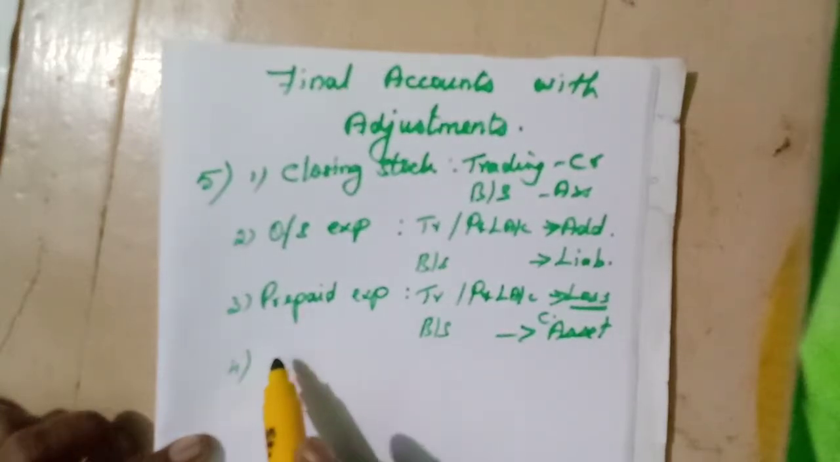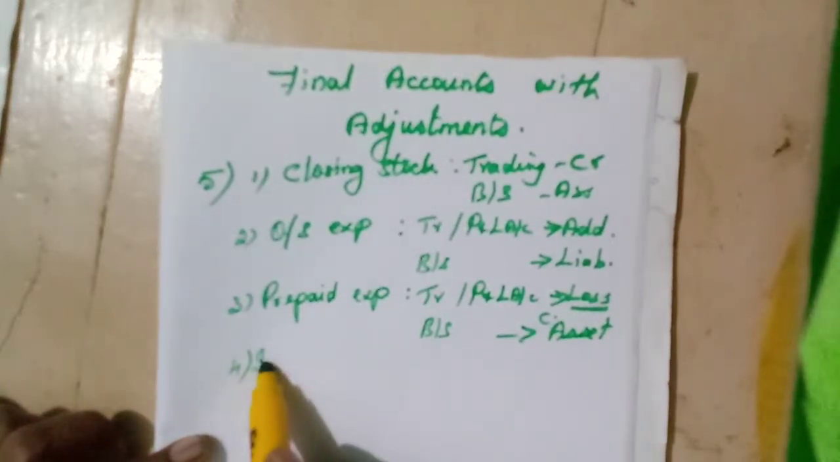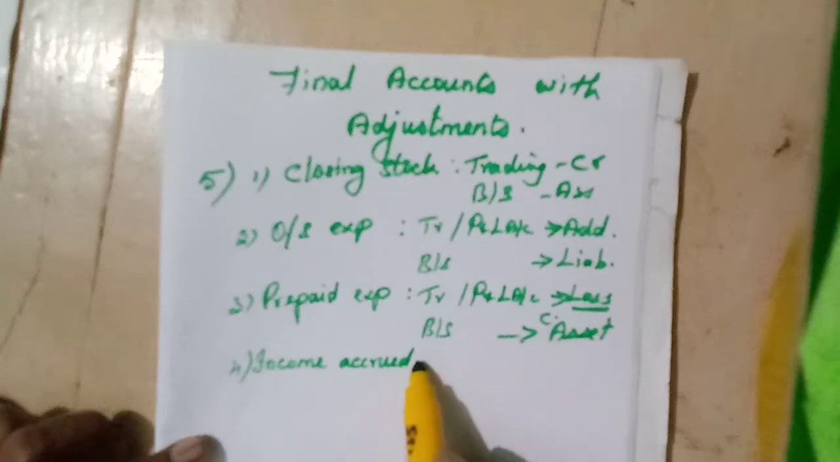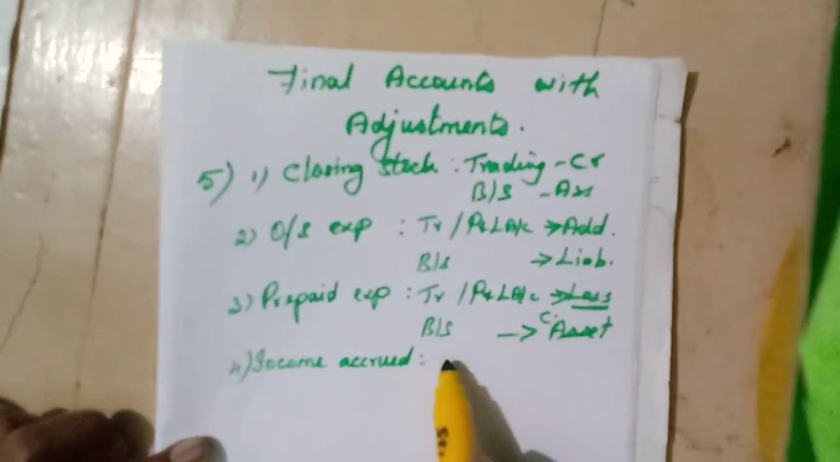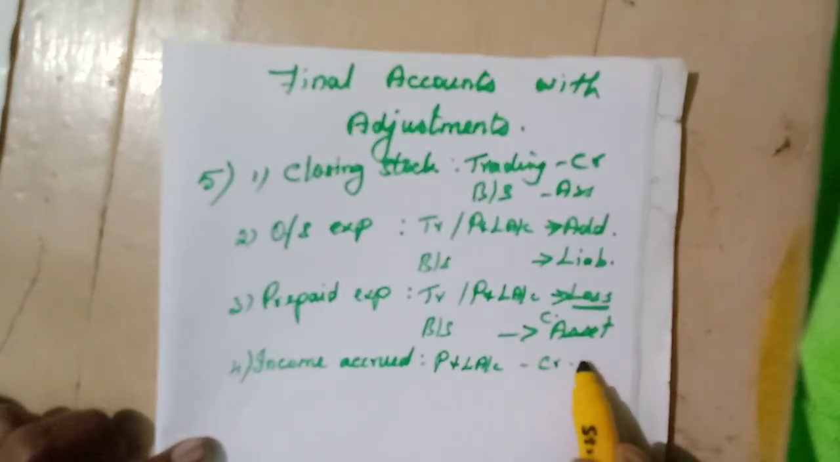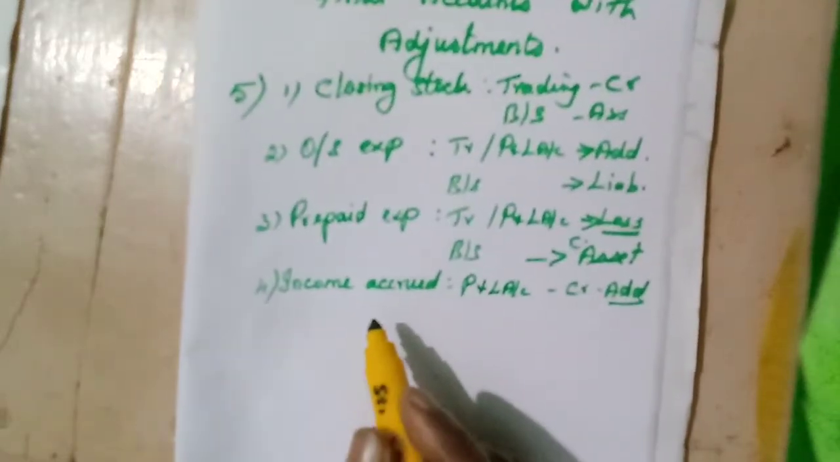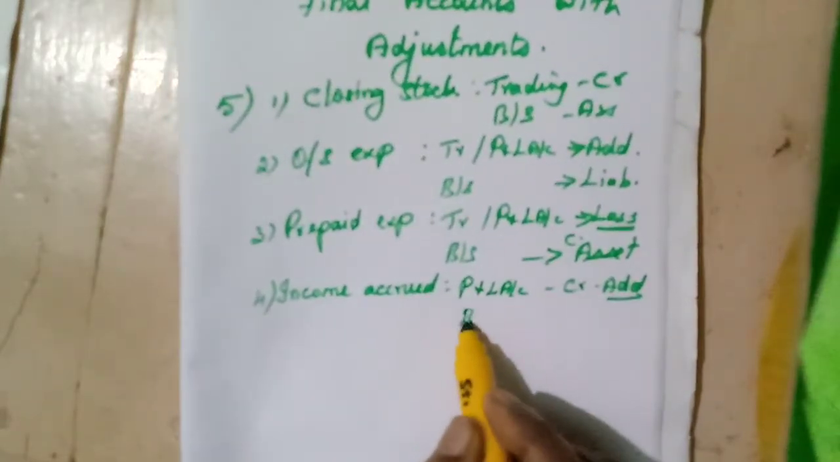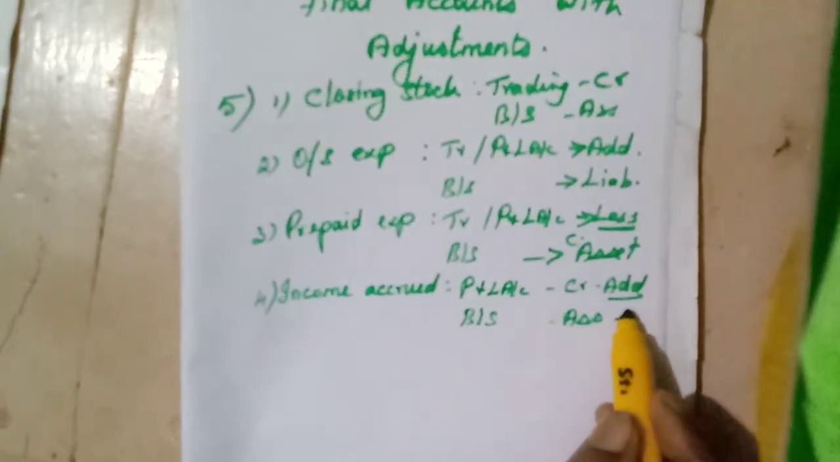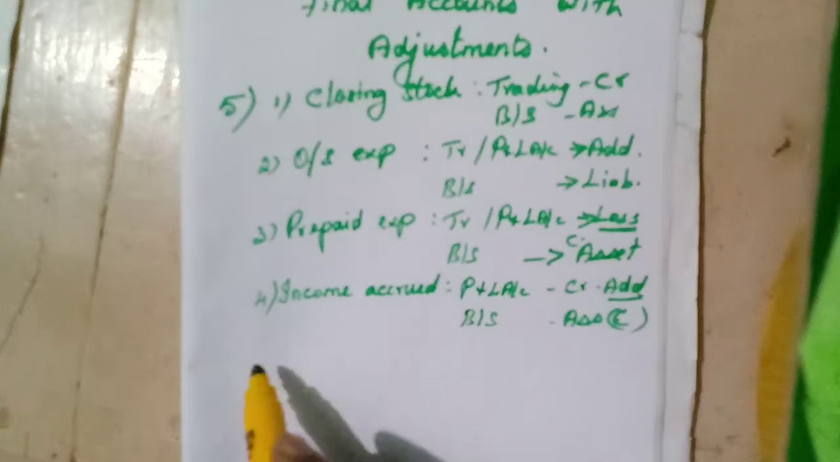Next one related to income: income accrued but not received. This one, in the profit and loss account credit side, we should add along with the concerned income. Then in the balance sheet it is an asset, current asset.